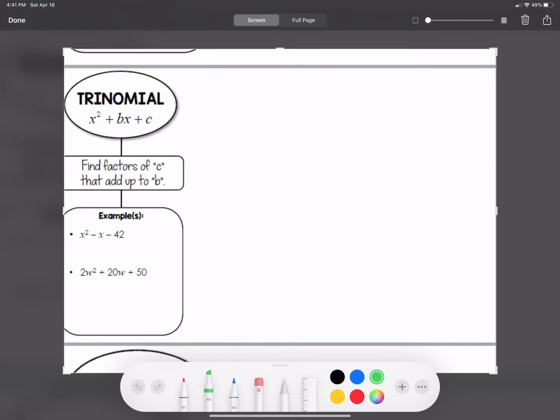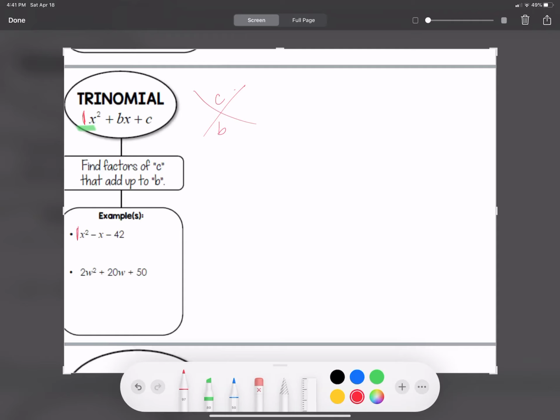So then next one we're looking at is a 3-term polynomial. And in this case, it is a trinomial, and the leading coefficient here is a 1. When you have a 1 as your leading coefficient, you're asking what multiplies to c and adds to b. So I'm looking for 2 numbers that when multiplied will give me c, the coefficient, and when added together will give me b. So, for example, in number 1 here, I have 1 as my leading coefficient.